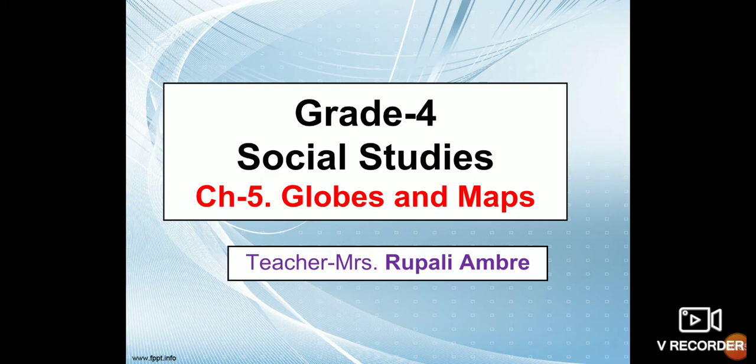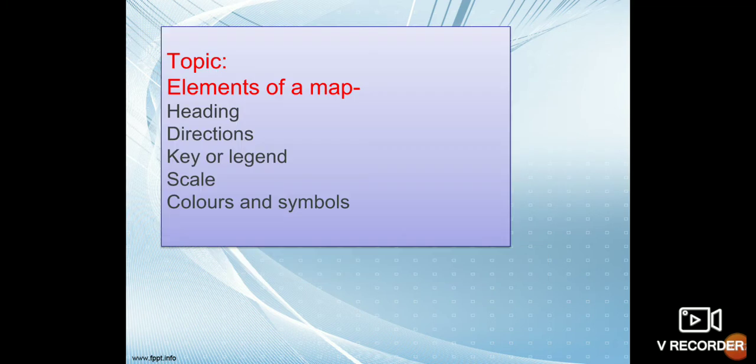In the previous session, we discussed globes and maps. So, today we will continue chapter 5, globes and maps, and today's topic is elements of a map. A map usually has the following elements: heading, directions, key or legend, scale, and colors and symbols.